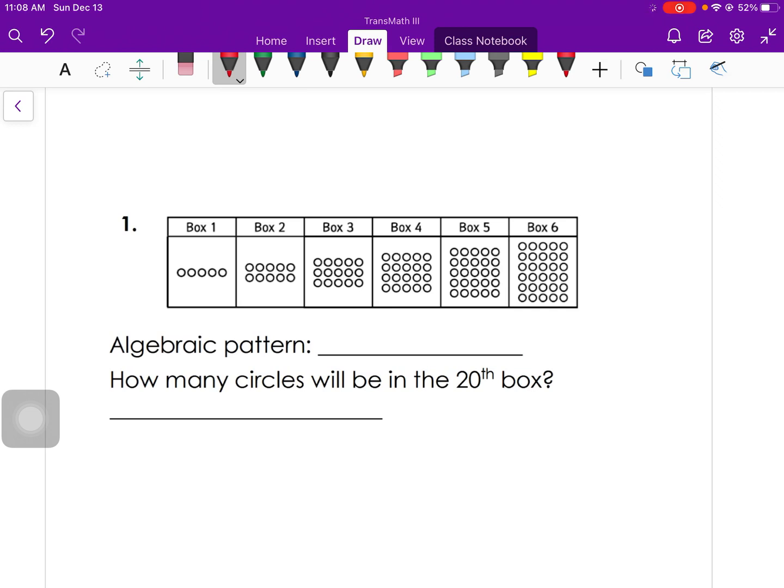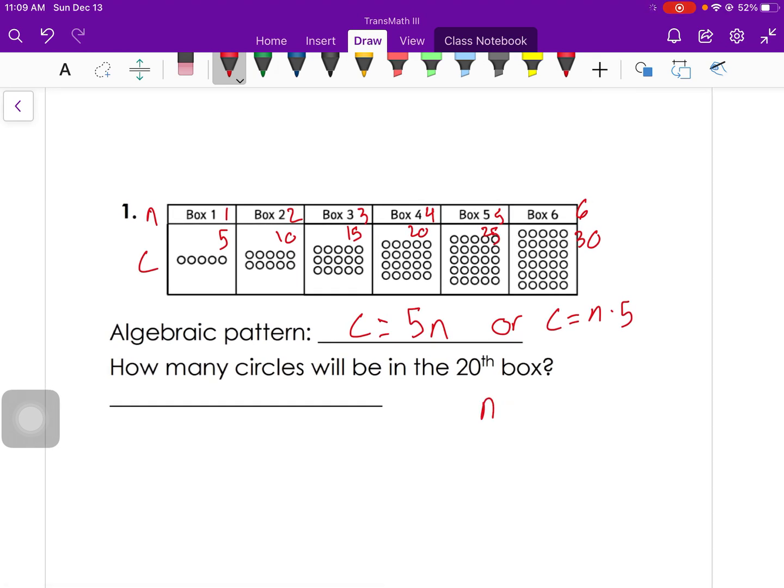All right, so on these problems, I always have n be my box number and c be my number of circles. So box 1 has 5 circles, box 2 has 10, 3 has 15, 4 has 20, 5 has 25, and box 6 has 30. So my algebraic pattern, I'm ending at c, so I'm going to have c equals. In order to get from 1 to 5, 2 to 10, 3 to 15, I'm multiplying by 5, so I'm going to have 5n, or n times 5. And then how many circles will be in the 20th box? Well, that means n equals 20, so c would equal 20 times 5. There would be 100 circles.